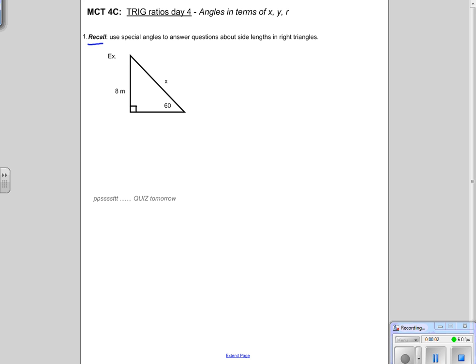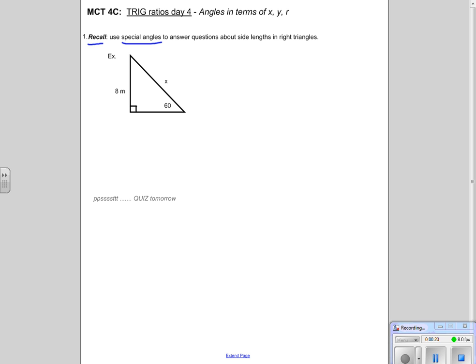Grade 12s, we are on our 4th day of trigonometry, and we're going to be using the information that we've been working on the last few days and build on today's lesson, angles in terms of x, y, and r again. So recall the question that I ended with yesterday from your homework is that we can use special angles to answer questions with trig and get exact answers.